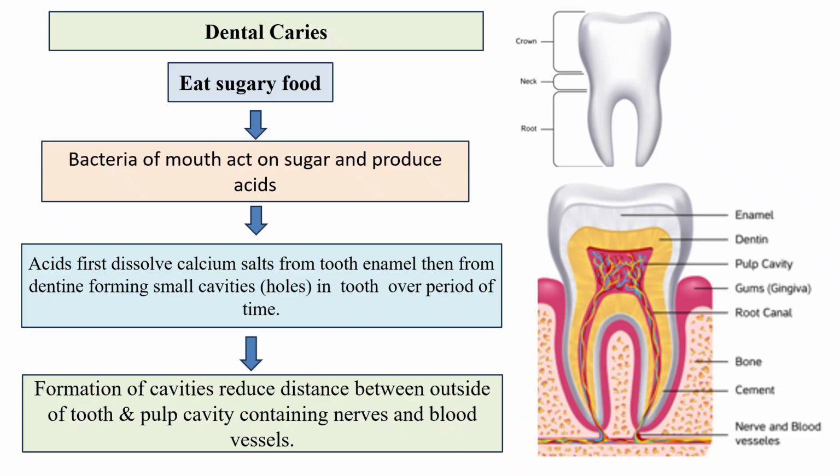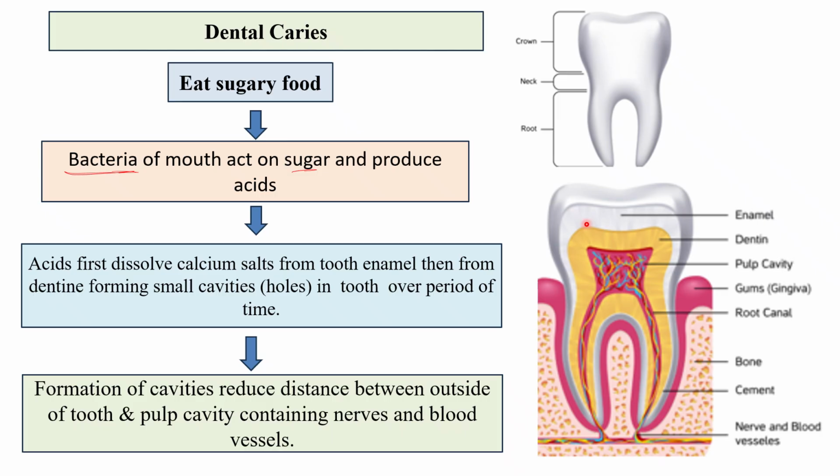Now there is another very important topic, that is dental caries. What are dental caries? When we eat any sugary food, the bacteria in the mouth will act on that sugar. See, this is our tooth. It consists of 3 parts: the crown, the neck, and the root. The root is embedded in the gums, and the crown is exposed in the oral cavity.